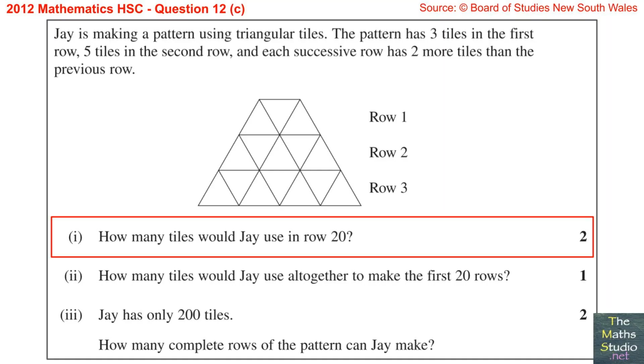Question 12, Part C. J is making a pattern using triangular tiles. The pattern has 3 tiles in the first row, 5 tiles in the second row, and each successive row has 2 more tiles than the previous row. Part 1. How many tiles would J use in row 20?